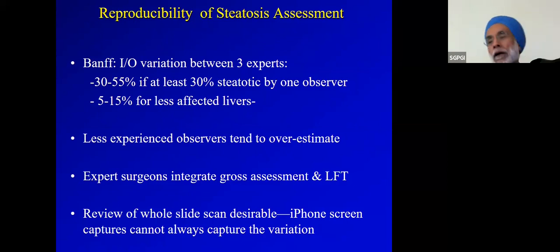And we are recommending that we make whole slide scans available. Our Center for Organ Recovery and Education makes whole slide scans available to other centers. Sometimes we get requests from other surgeons: can you send me a photograph? Or do you have an iPhone? Can you take a picture and send the picture to me?